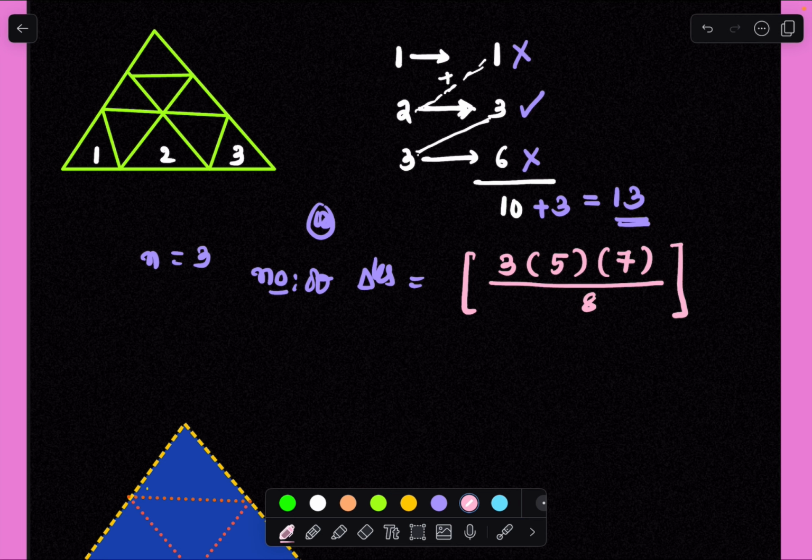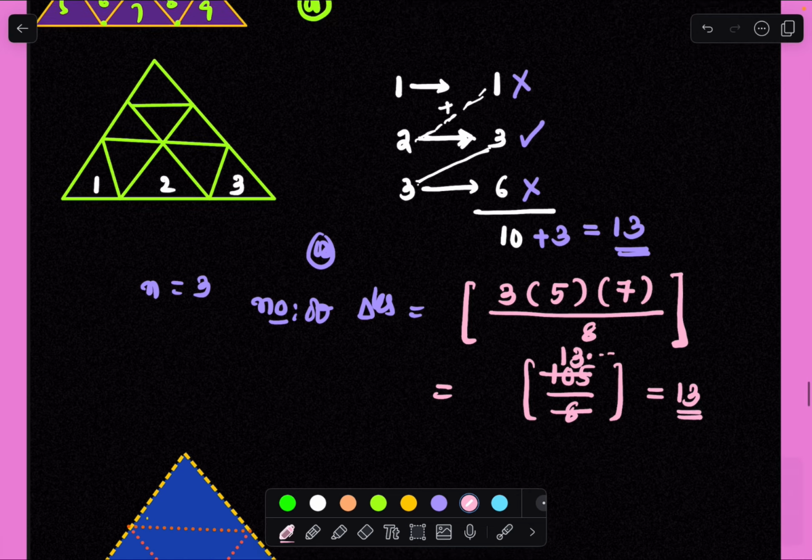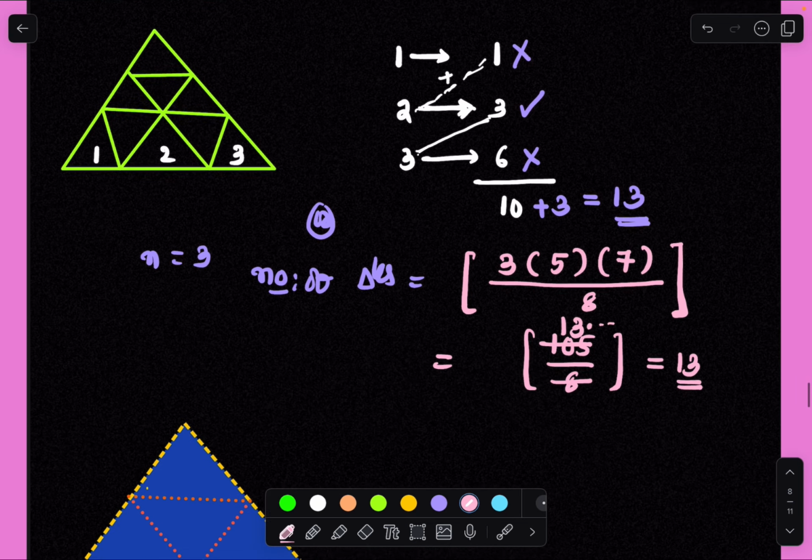So we have to take the integral part, the floor function, only the integer part. 3 times 5 is 15, 15 times 7 is 105, which will be divided by 8. How many times will 8 go into it? 8 ones are 8, now 2 is there, 25, 8 threes are 24. We get point something, and the integer part is 13. We get 13 triangles in total for this type of case.